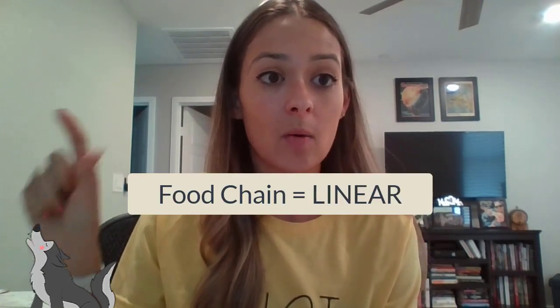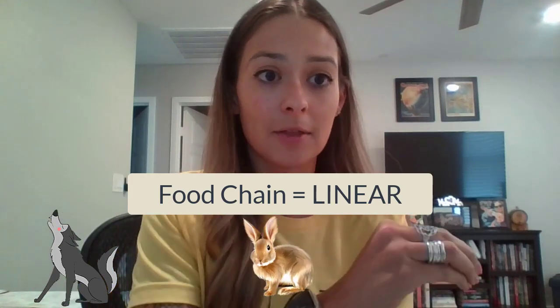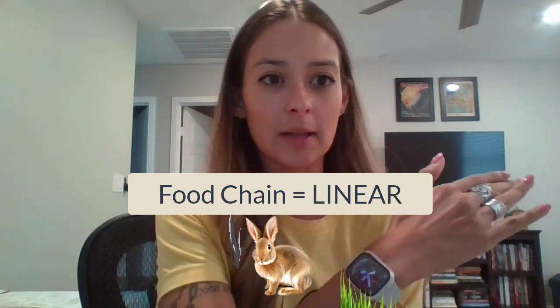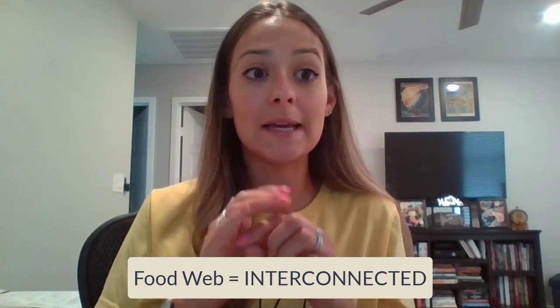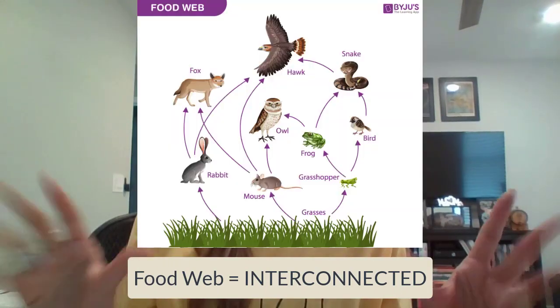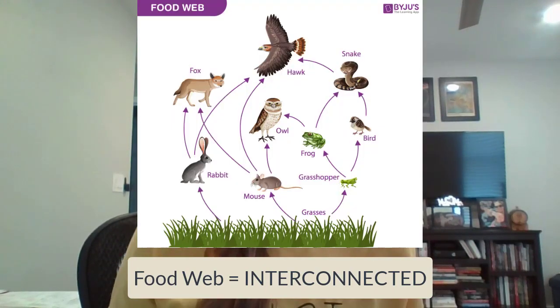When you think of a food chain, you should be thinking linear, right? One thing eats another thing, eats another thing, so it's kind of like a straight line. A food web is a very interconnected branching, if you will, of all these different organisms and the roles that they play, and how some might eat more than one type of organism. So it's not linear, it's a very complex system.